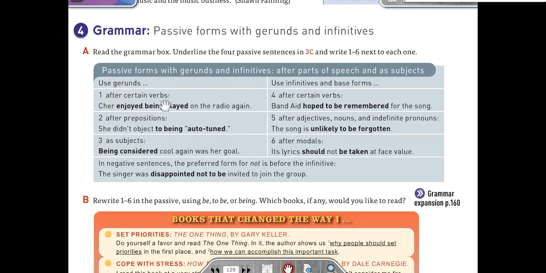After certain verbs, this is something that we already learned previously. For example, enjoy, being played. And we have many of them. For example, love can be both infinitive or -ing.